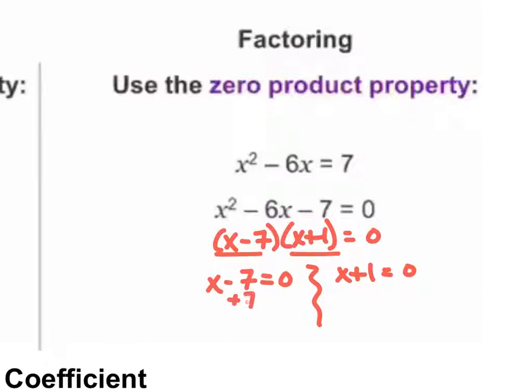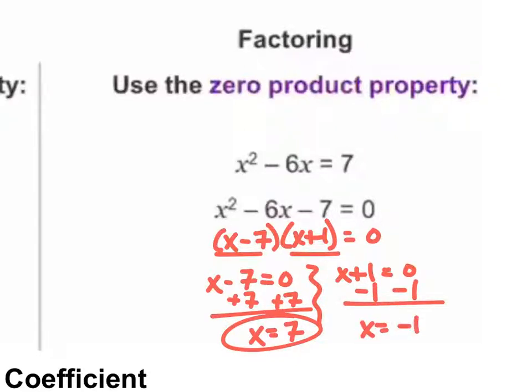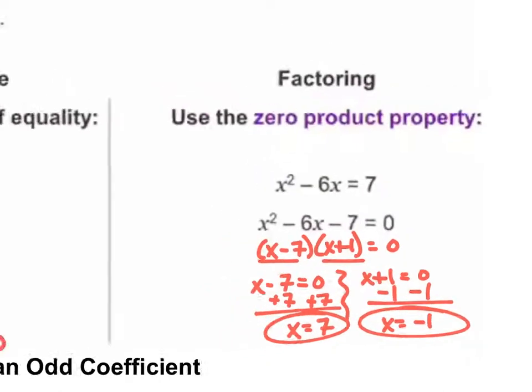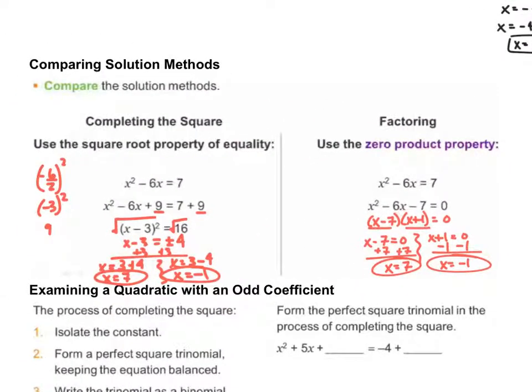All right, so if I'm going to add 7 to both sides, I'm going to get that x is equal to positive 7. Here I'm going to subtract 1 from both sides, and I get x is equal to negative 1. Now look what we did. Notice that we get the same answers no matter which method we do.